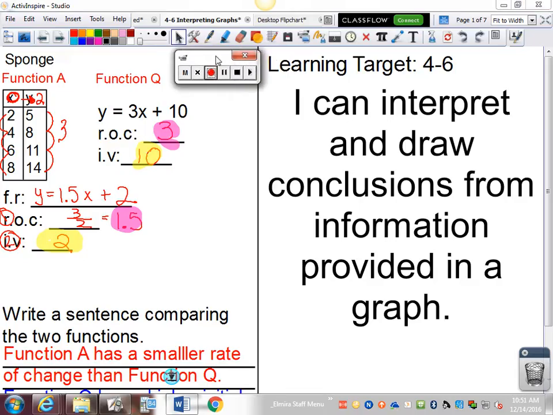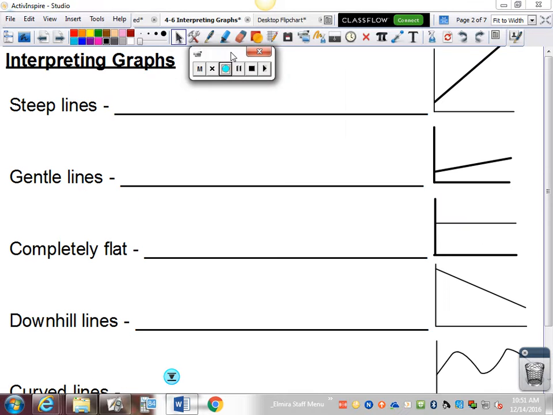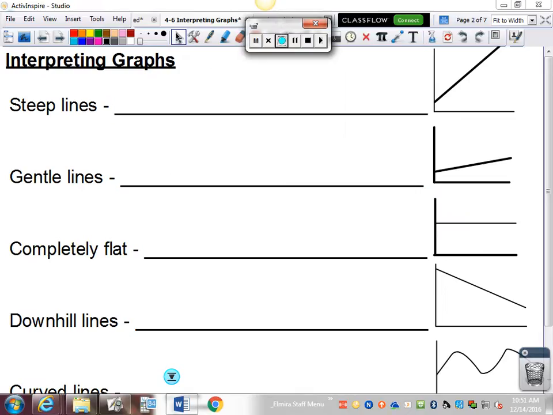Our learning target for today is to interpret and draw conclusions from information provided in a graph. Okay, you're going to want to put on your common sense hats today. Alright, when you're looking at a graph, we're really focusing on the rate of change of graphs and not maybe specifically what the actual number is, but just comparing when is something happening faster, slower, etc.